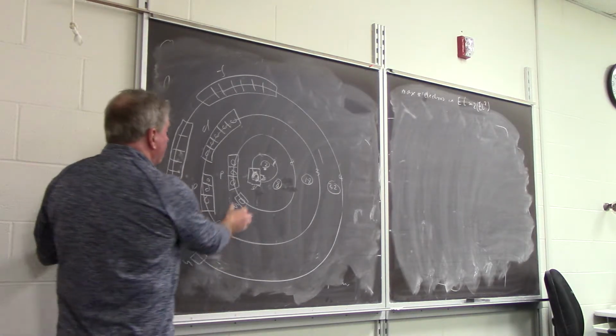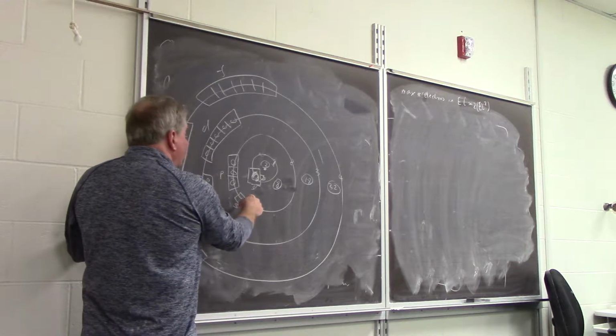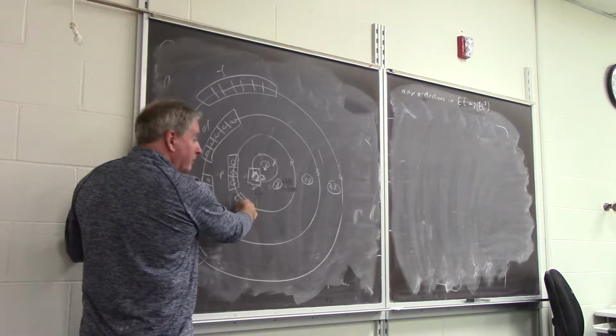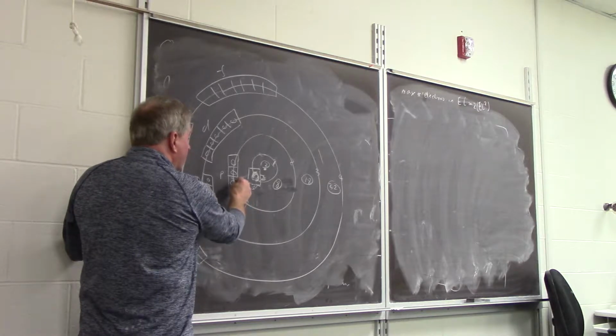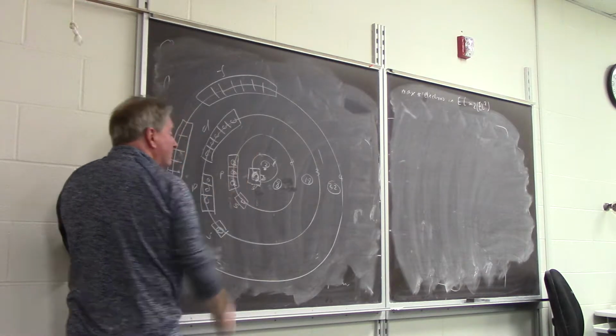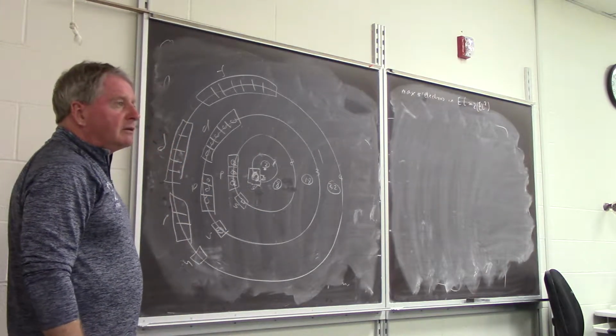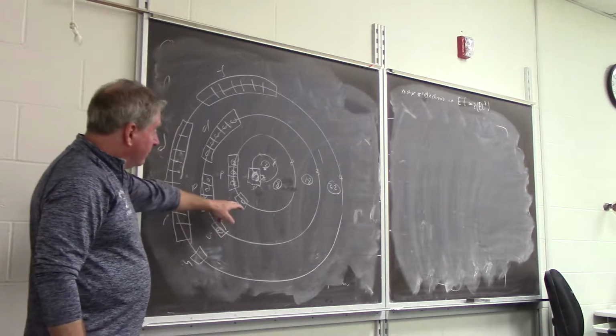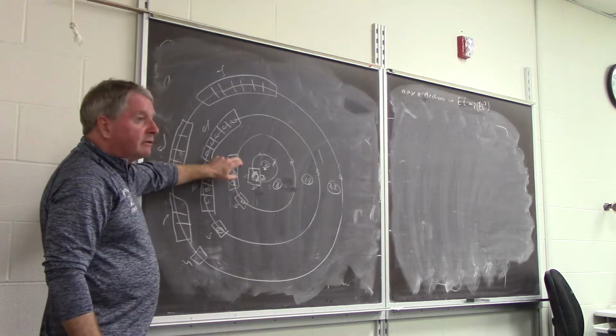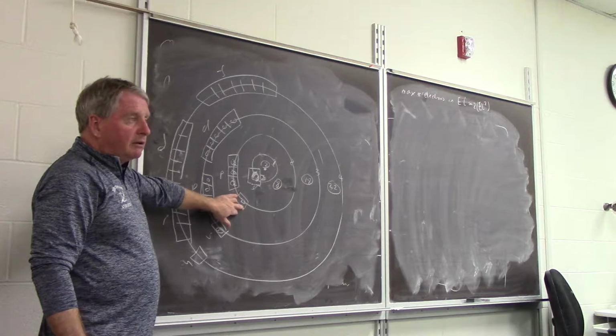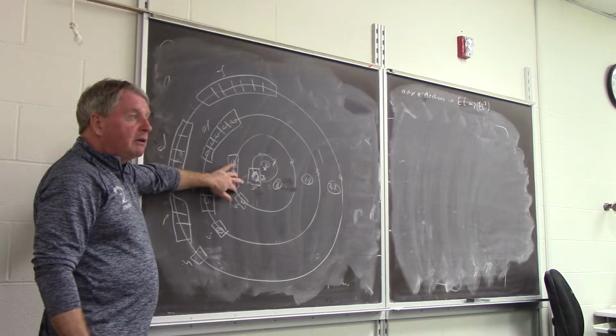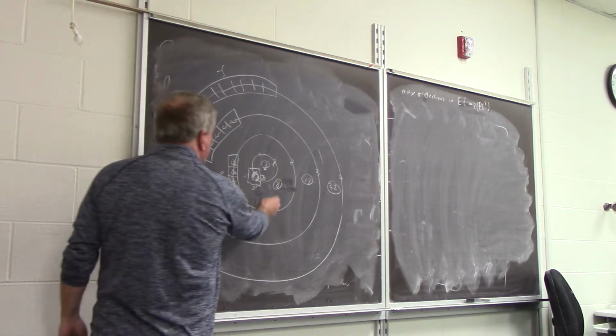Energy level 2 has this orbital. You put 2, 2, 2, and 2. So how many can you put here? 2, 4, 6, 8. You can put 2 in the S and 6 in the P. How many is that? 8. And that's what we predicted.